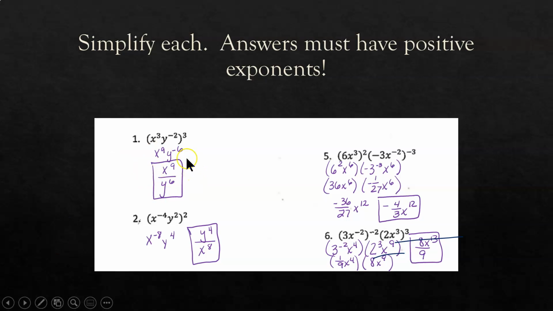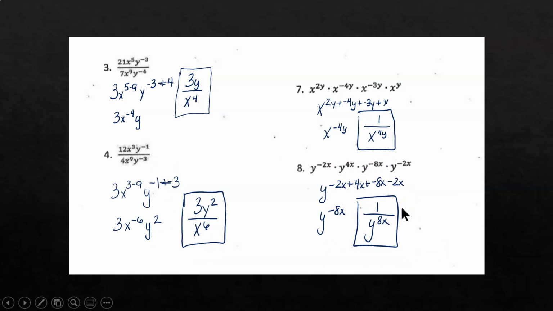So 1 is x to the 9th over y to the 6th. I'm going to go across. The numbers came out screwy. 5 is negative 4/3 x to the 12th, or you can write it negative 4x to the 12th over 3. 2 is y to the 4th over x to the 8th. And then across the hall here, 6, 8x to the 13th over 9. This is how you can write number 5 too. I would take either way.